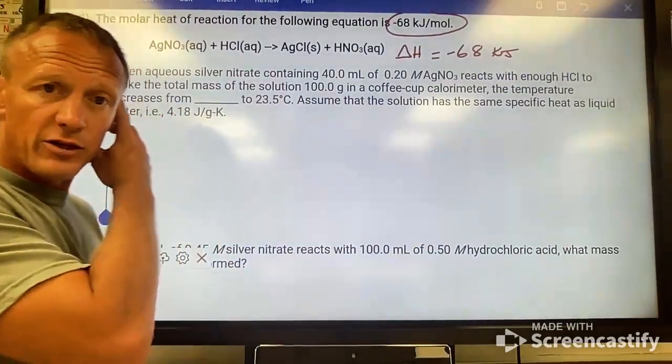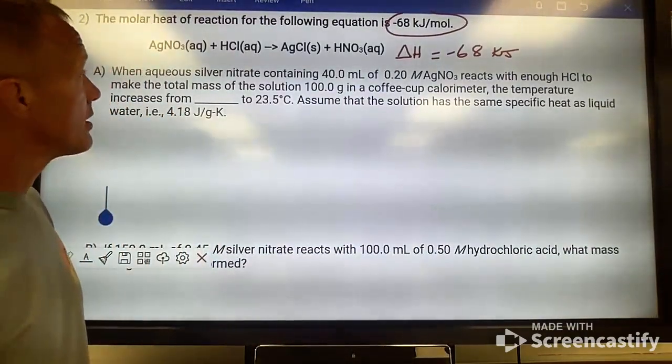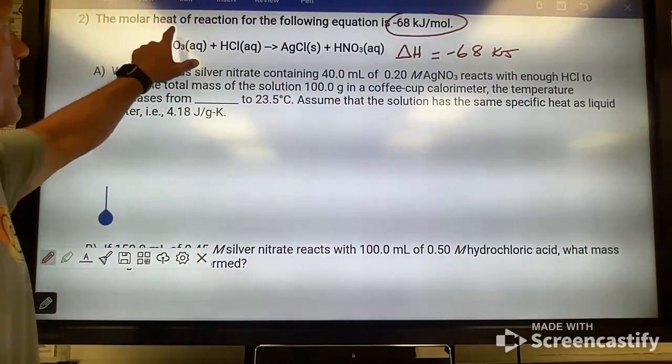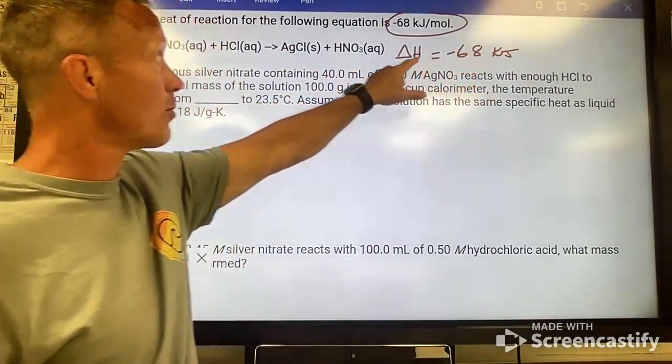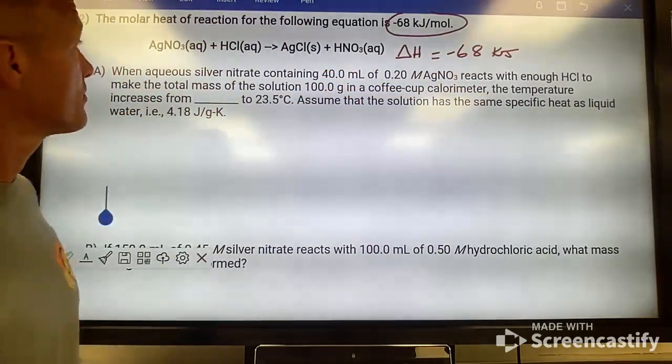Here's question 2A and 2B on the back of the Calorimetry 1 sheet. So the first one is telling you the heat of reaction for the following equation. So it's telling you the delta H is negative 68 kilojoules. Remember, that's per mole of reaction.